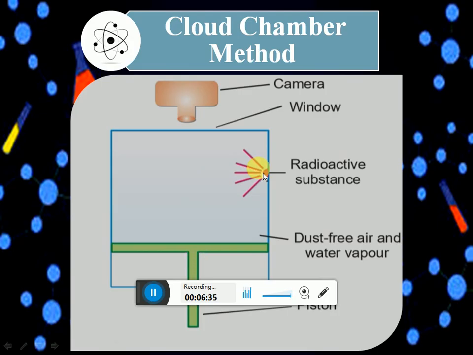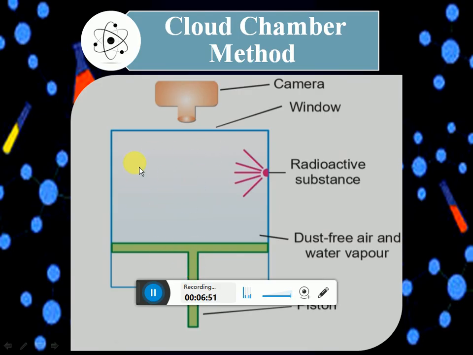Whenever we allow this mechanism to start, we have to increase the pressure in this chamber. How can we increase it? We apply the piston by pushing it upward. As the piston is applied, what will happen?